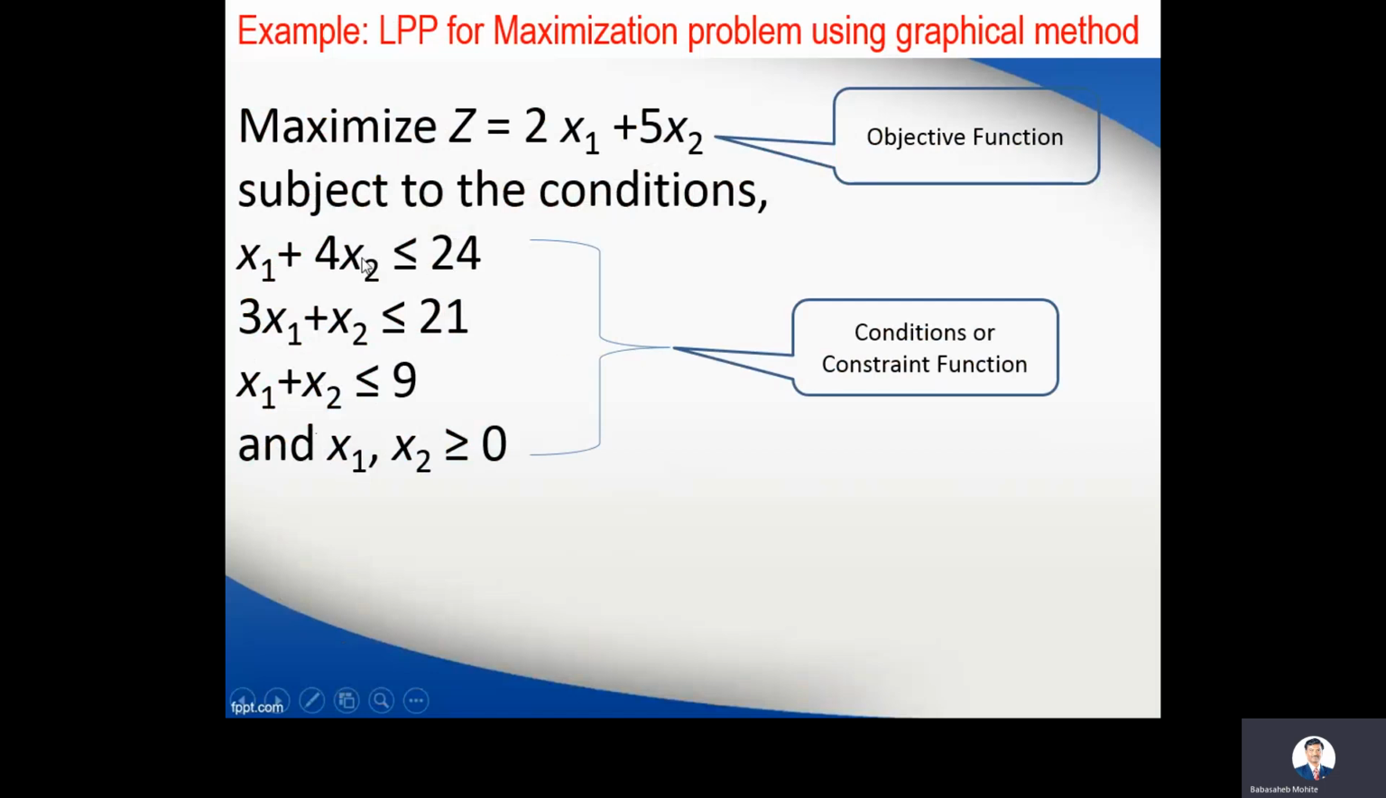I have to select the values of x1 and x2 in such a way that the value should be less than or equal to 24, less than or equal to 21, and less than or equal to 9. So what are the possible values that fulfill all constraints? Those values are called feasible solutions. But when we put those values in this objective function and get the maximum value, then that value is called the optimum solution or optimum value. Okay, so this is my objective function and these are my conditions.